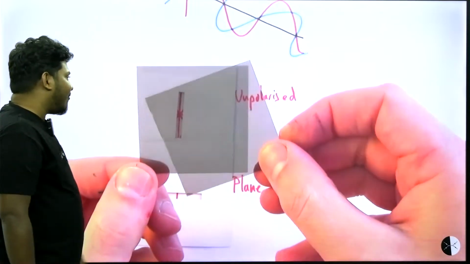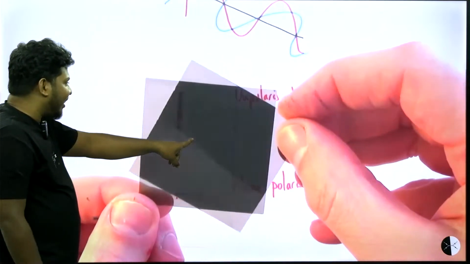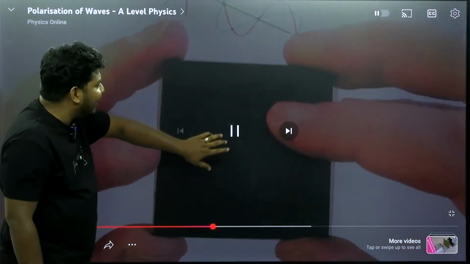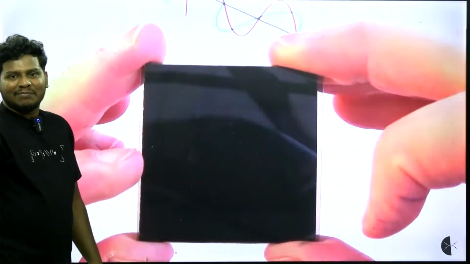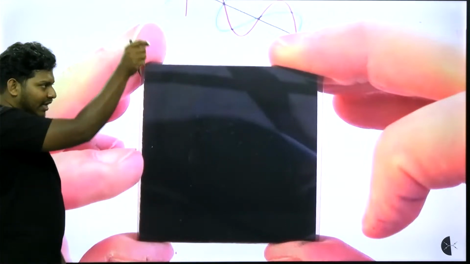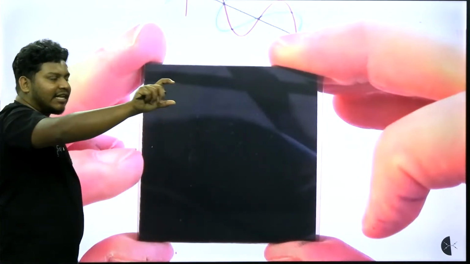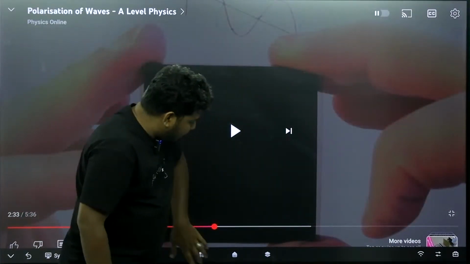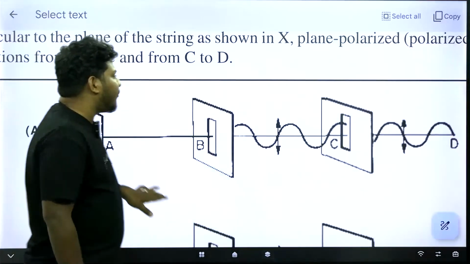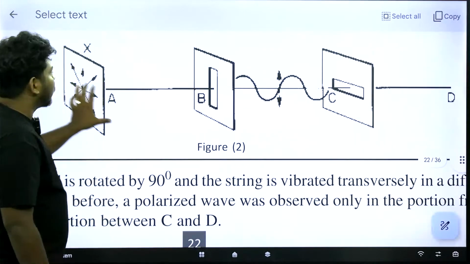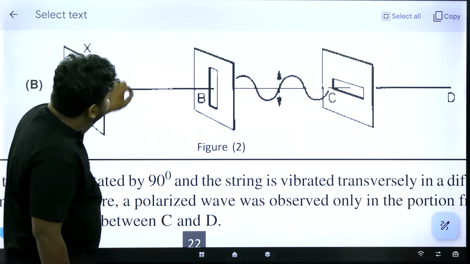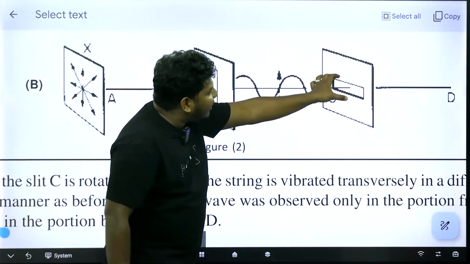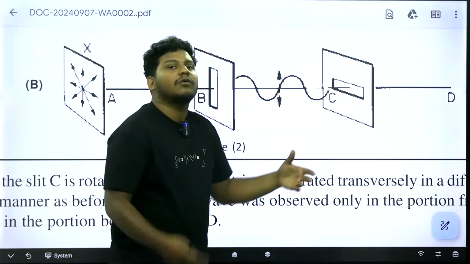When I turn this to 90 degrees, you can't see anything. It's black. It is totally black, because one is in this direction and the other is in this direction. So when lots of unpolarized waves are coming through the first one, only these waves can go through this one. And when you turn this to 90 degrees, this wave also can't go.